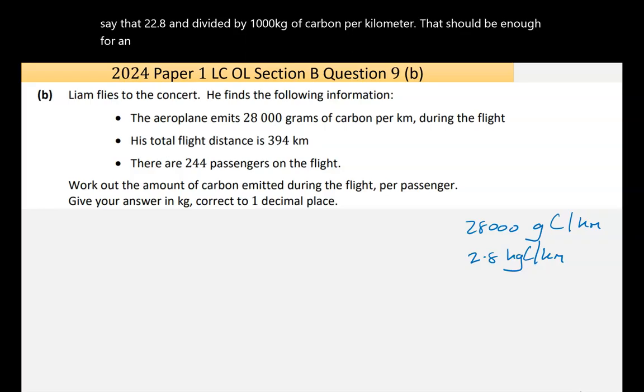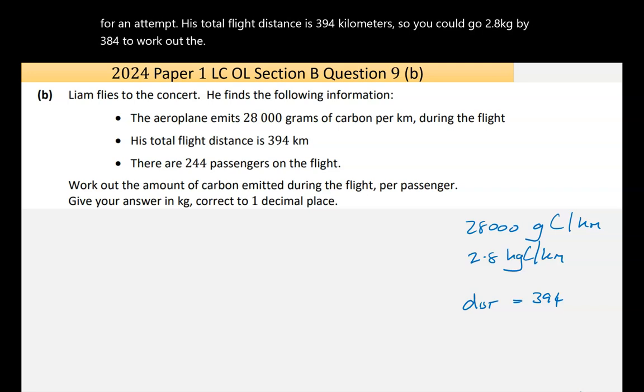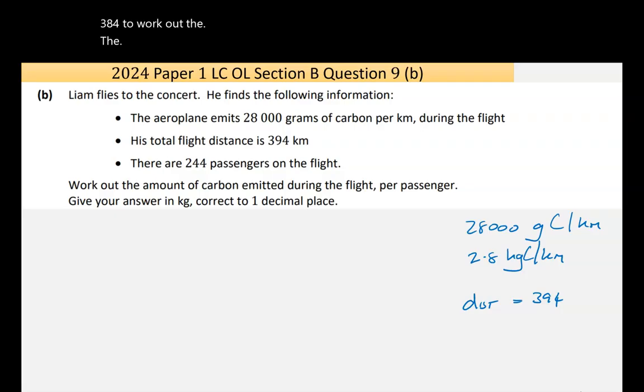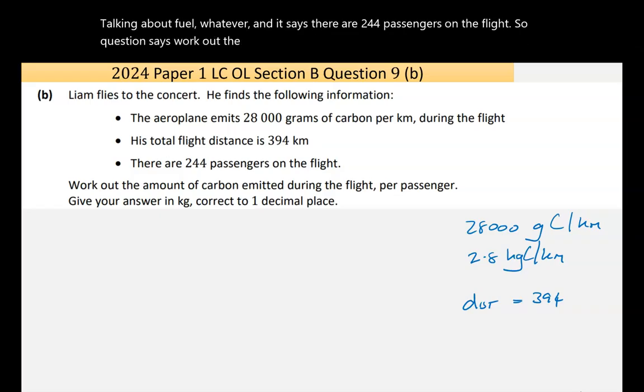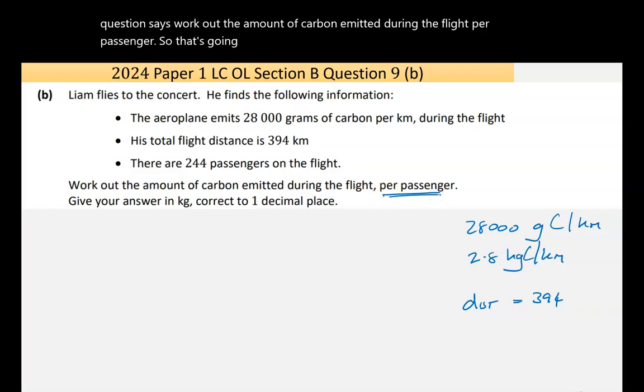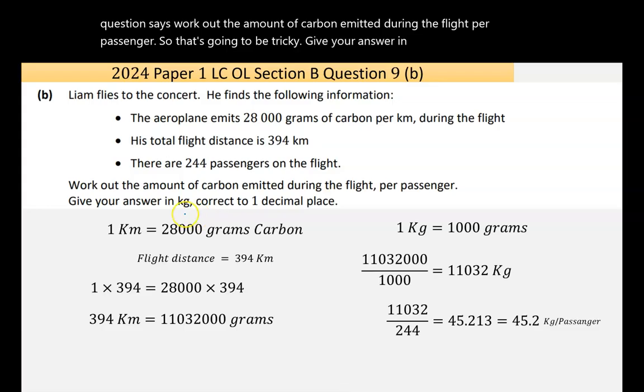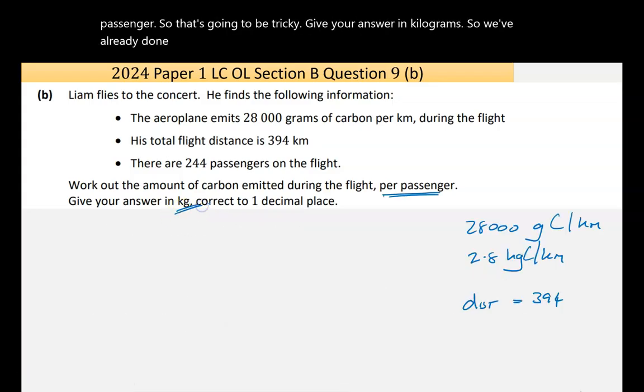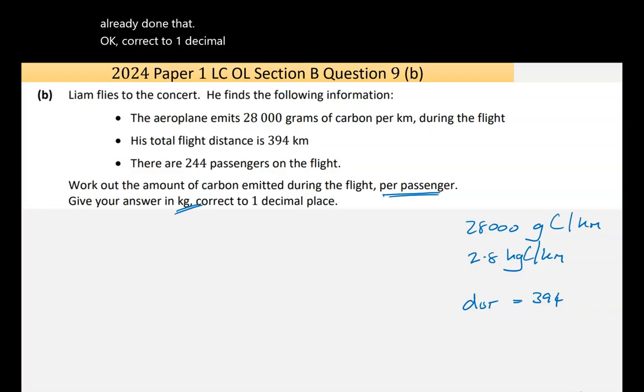His total flight distance is 394 kilometers. And it says there are 244 passengers on the flight. So the question says work out the amount of carbon emitted during the flight per passenger. So that's going to be tricky. Give your answer in kilograms, so we've already done that, correct to one decimal place.